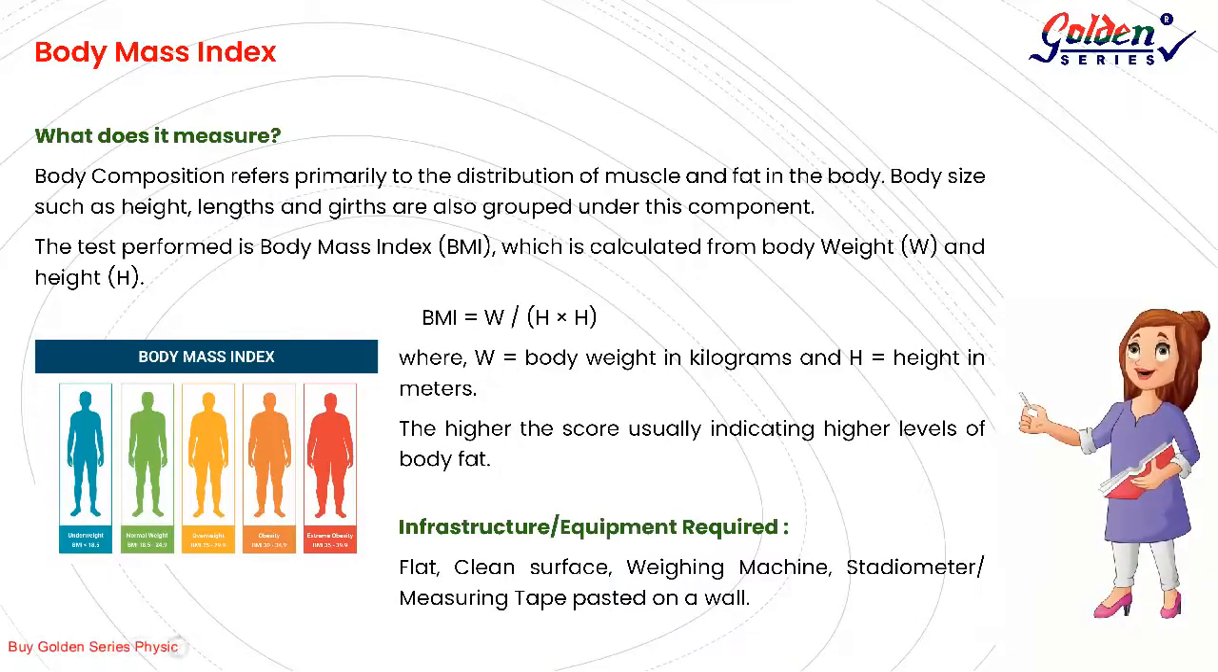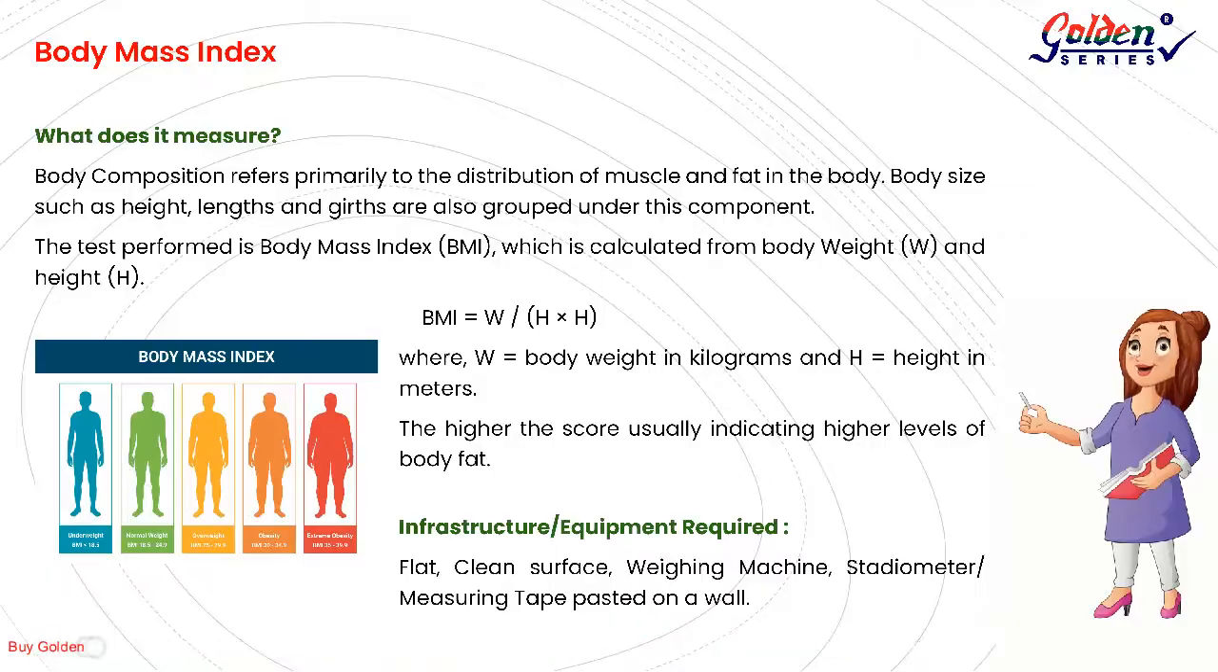Body mass index. What does it measure? Body composition refers primarily to the distribution of muscle and fat in the body. Body size such as height, lengths and girths are also grouped under this component. The test performed is body mass index, BMI, which is calculated from body weight, W, and height, H. BMI is equal to weight divided by height times height, where W is equal to body weight in kilograms and H is equal to height in meters. The higher the score, usually indicating higher levels of body fat.